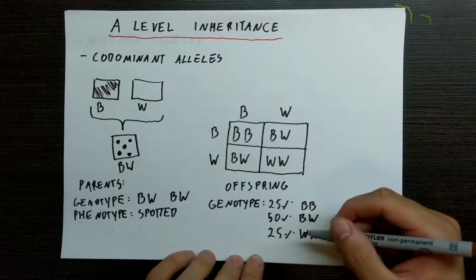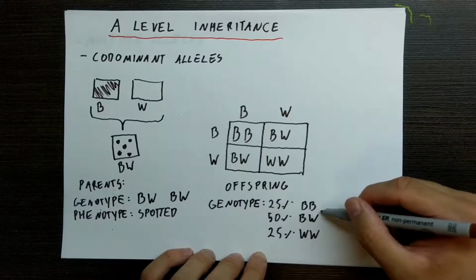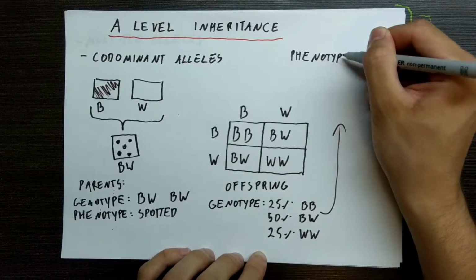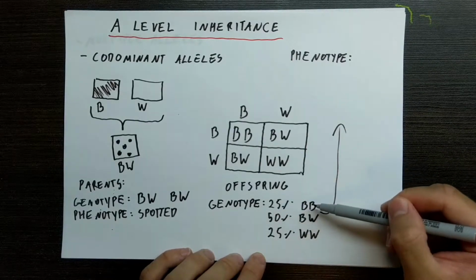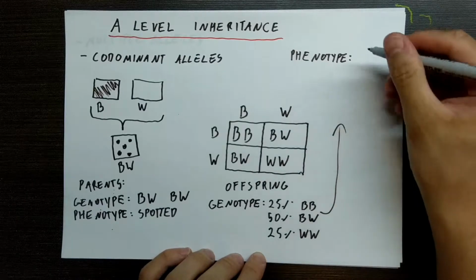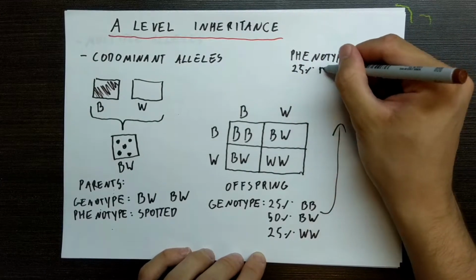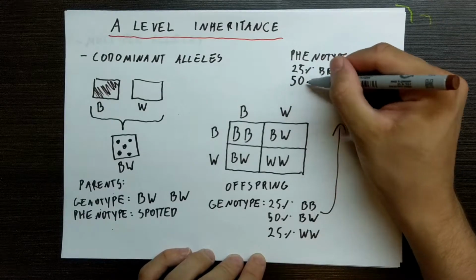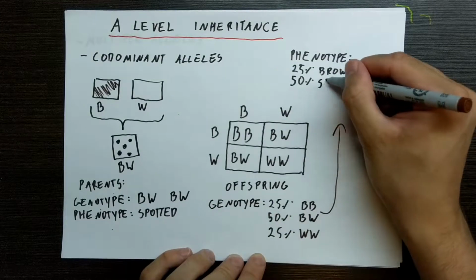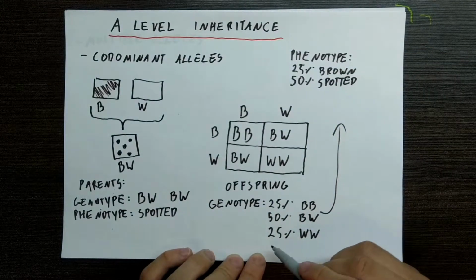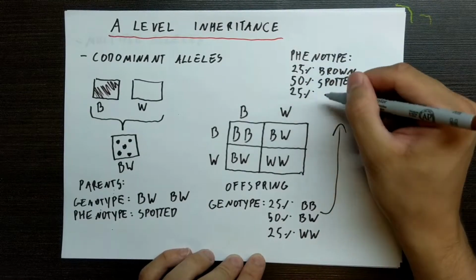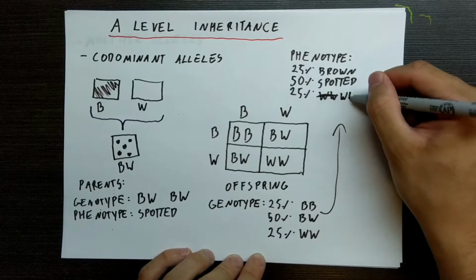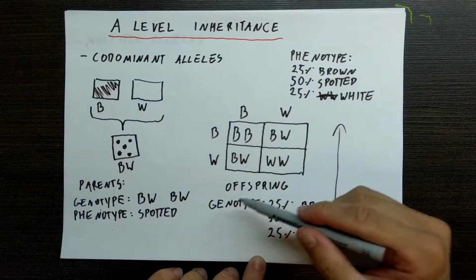Now, what does it mean with phenotype? Well, let's see. So, we got 25% of BB. So these guys are going to be brown. So 25% brown. We have 50% BW. So 50% of them, as we show here, will be spotted. And finally, we have 25% WW, which means white. 25% white. Okay, so these are our genotypes, these are our phenotypes.